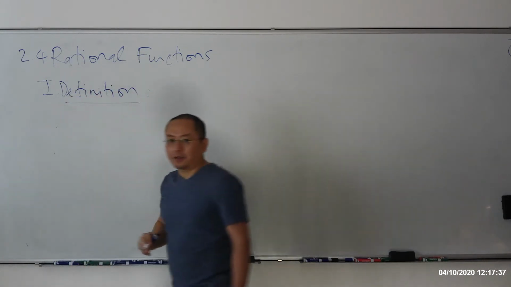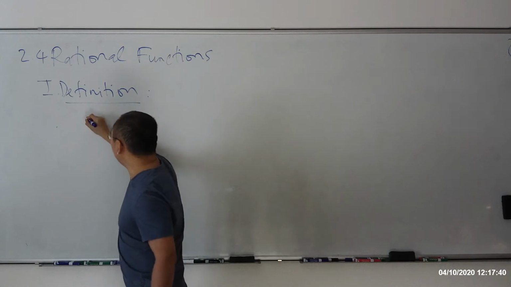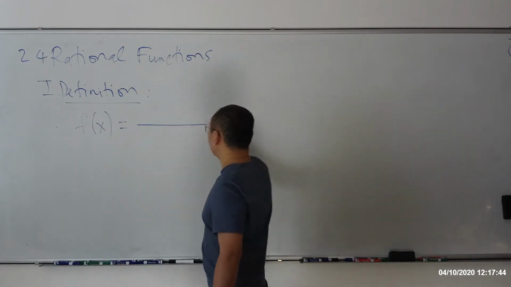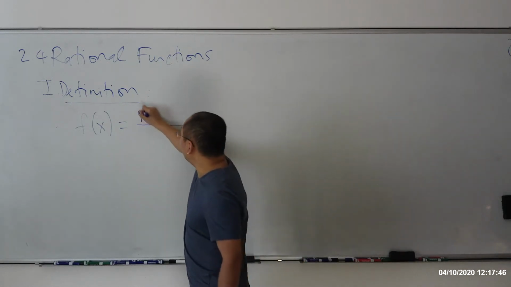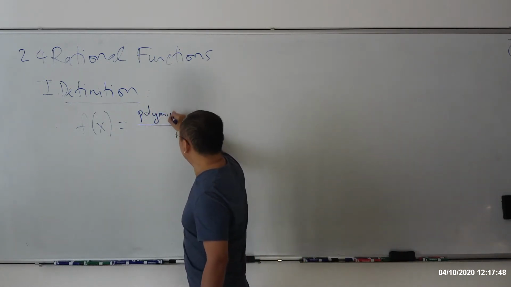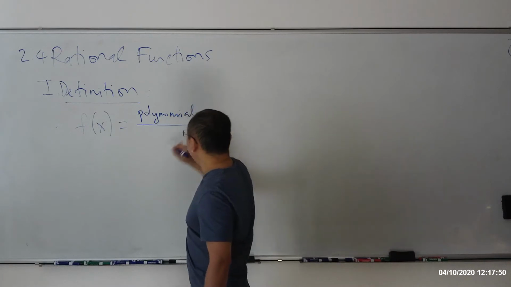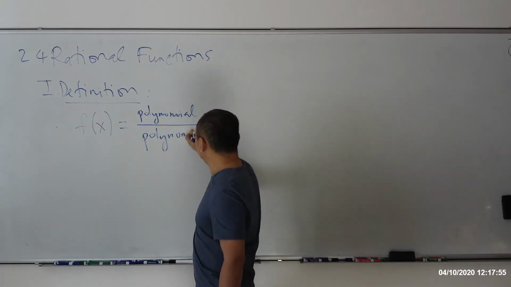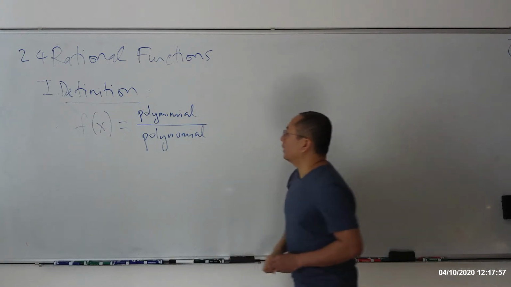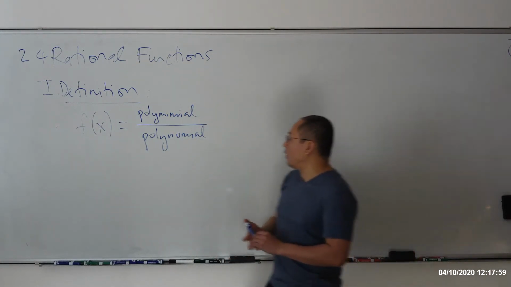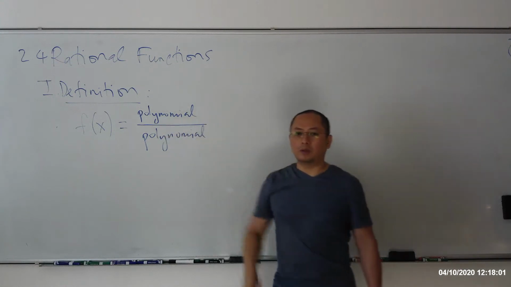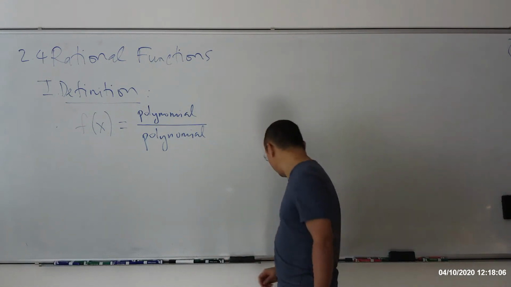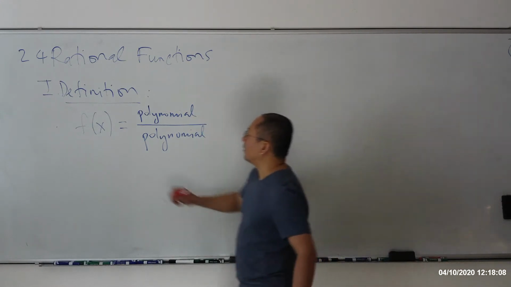A rational function is a function that looks like this. f of x is a fraction where the numerator is a polynomial and the denominator is also another polynomial. So in short, a rational function is a function of the form a polynomial divided by another polynomial. Whenever you see a function that looks like this, it's a rational function.